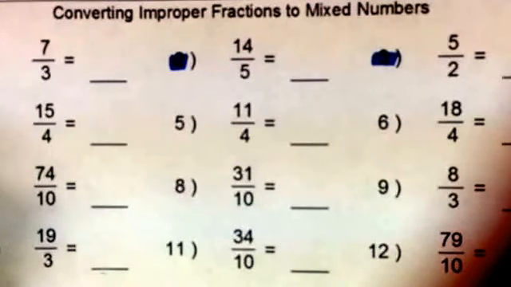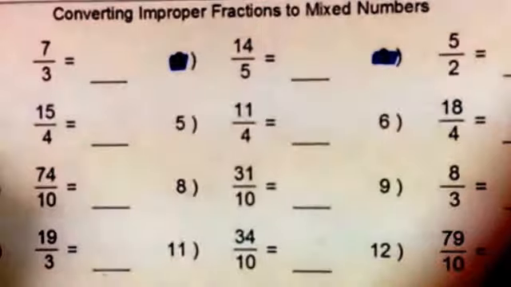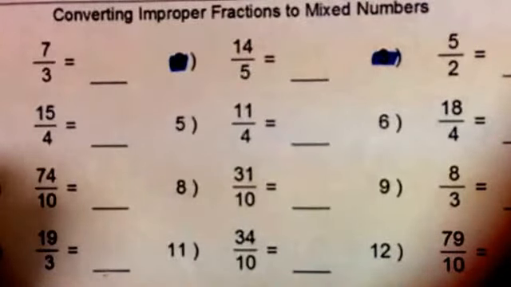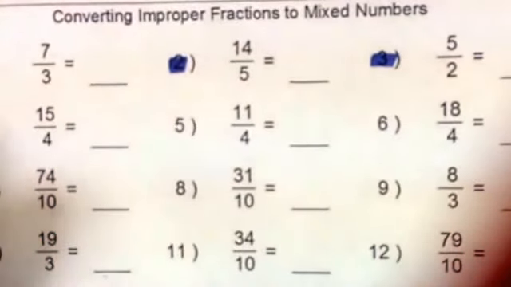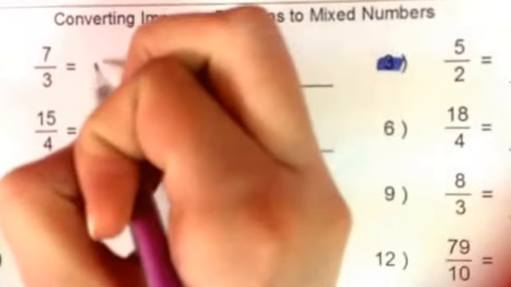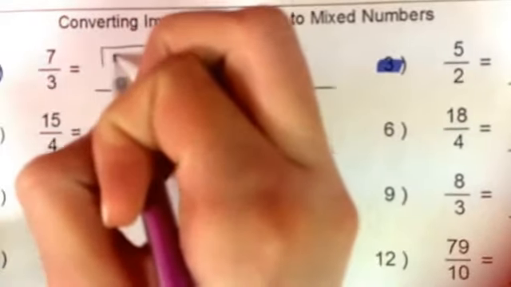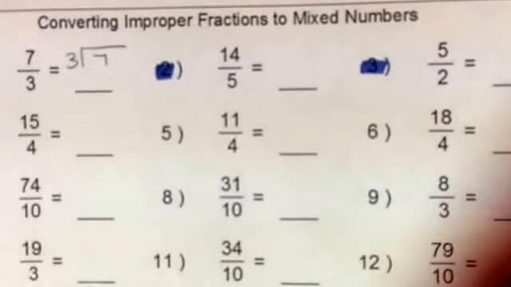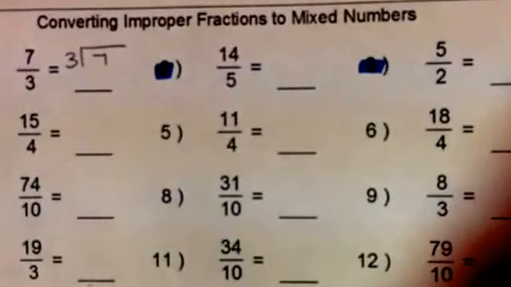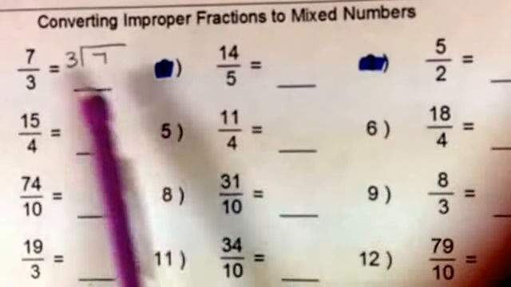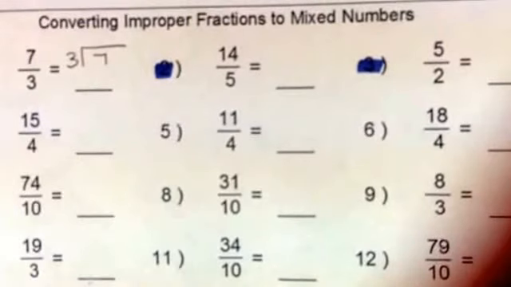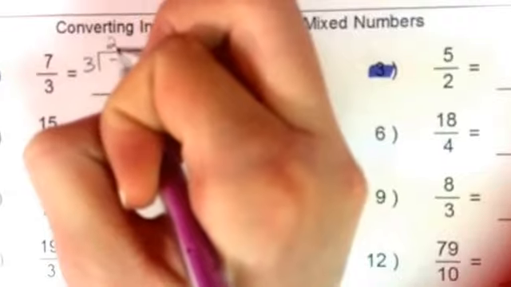We have 7 divided by 3. Now remember, improper fractions are top-heavy fractions, so we have to tip them over. So for this one, we're going to tip it over. Now, I'm going to look on my number chart and see how many times 3 goes into 7. Three goes into 7 2 times.